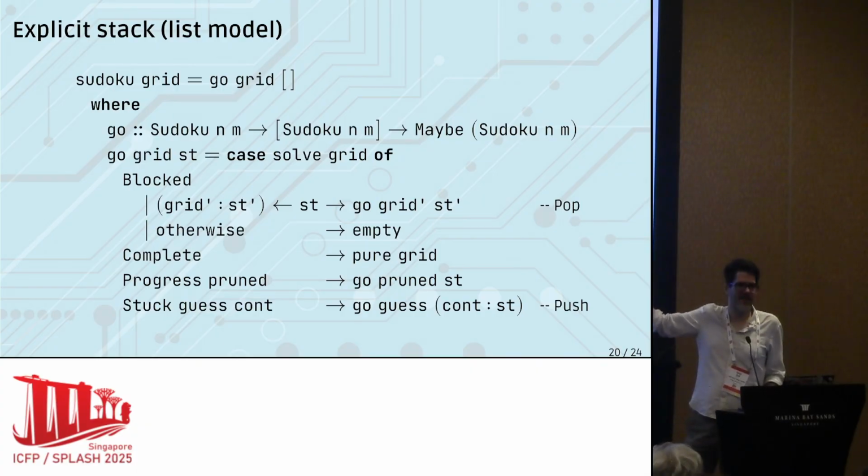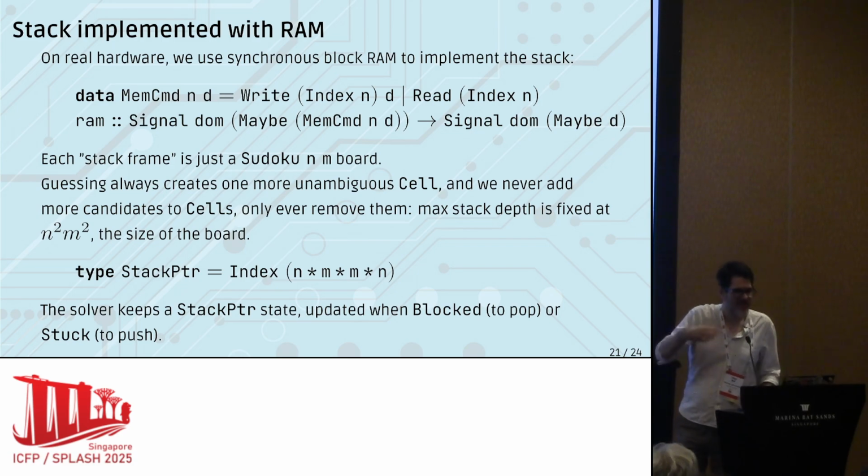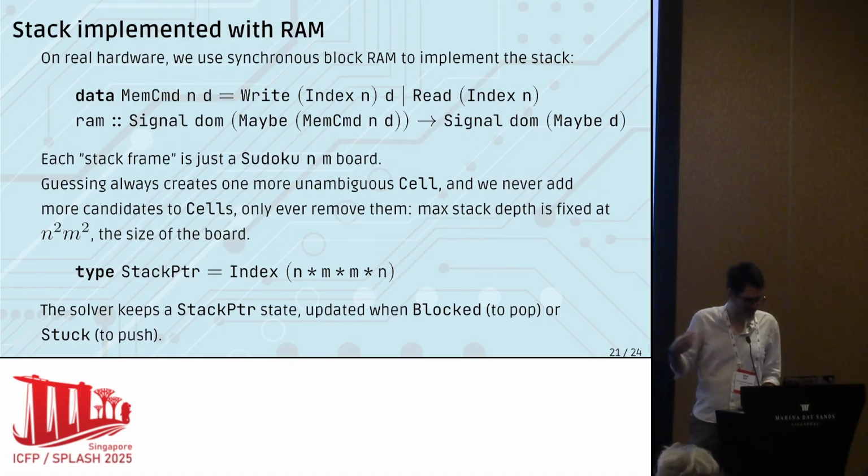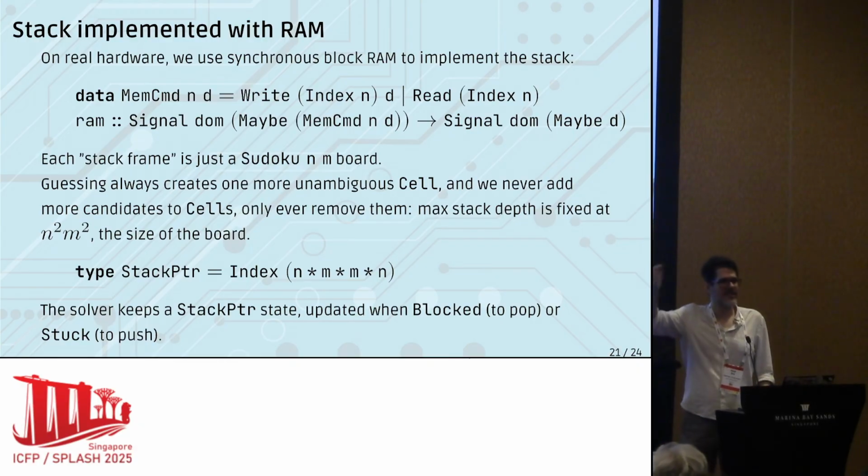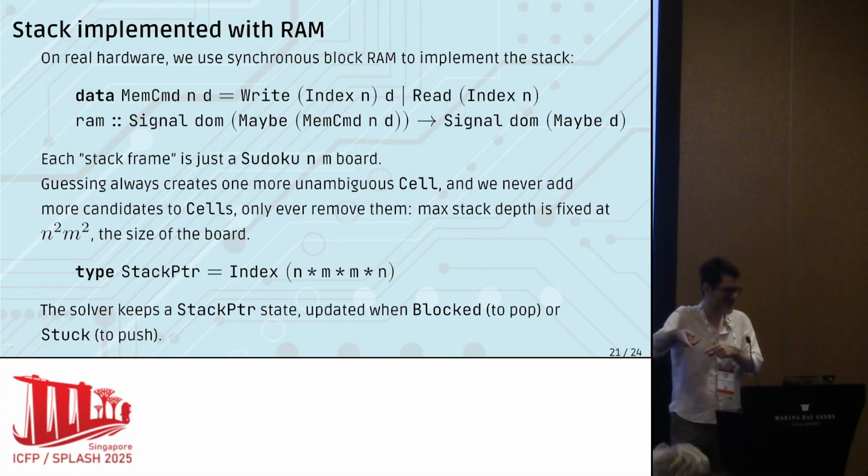But of course, this is not what you can do on hardware. What you can do on hardware is use a piece of RAM to implement this stack. So we use a primitive from Clash, where given a memory command of n cells and data of type D, it will give us in the next cycle the read result of the previous cycle. And the stack frame itself is just a Sudoku board, right? Because the continuation is something where the guess that I have already made is no longer valid, because I arrived back here having realized that that guess is not going to work.